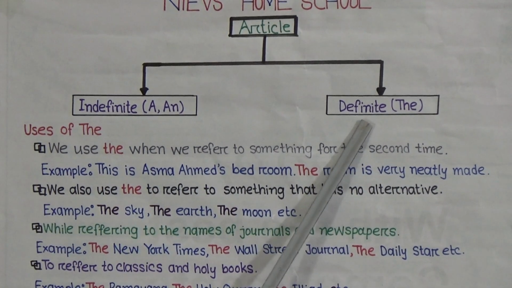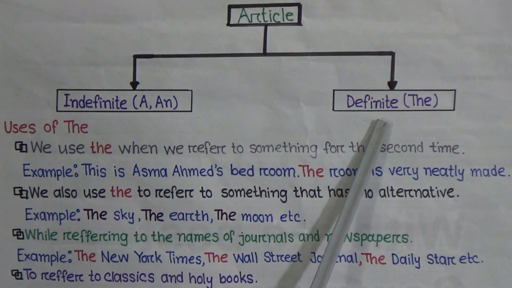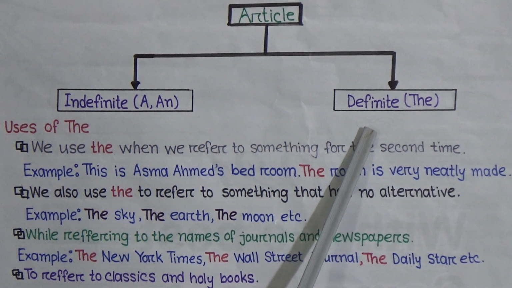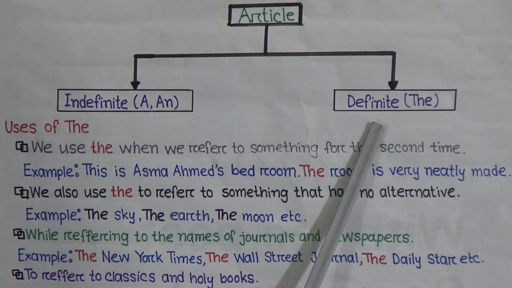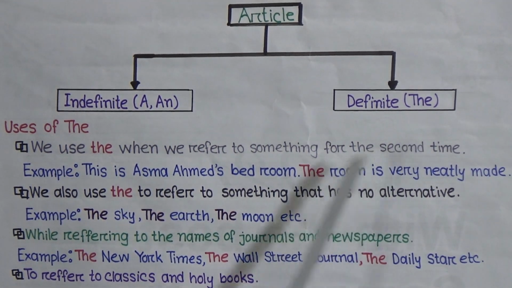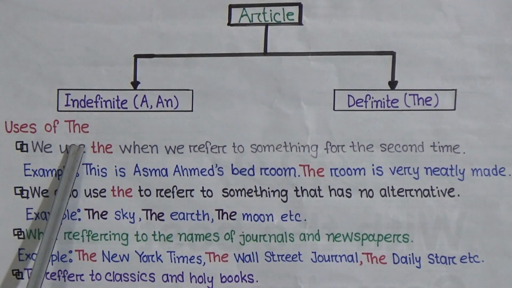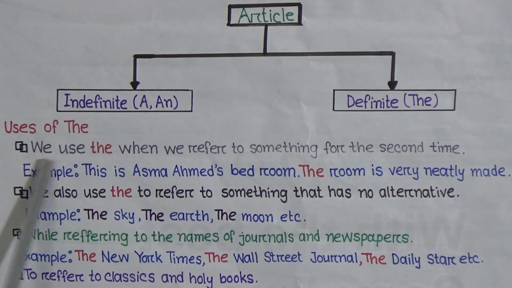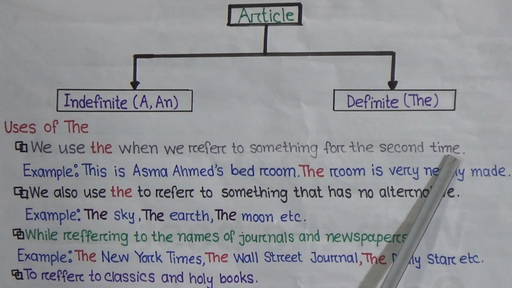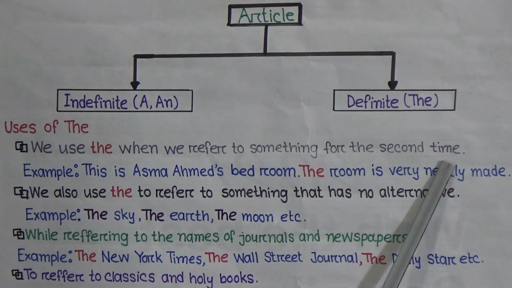Definite article is the indicator when we want to mention someone or something specifically, or we want to mention that thing which has no alternative. It is called definite article, and we use the as definite article. And today I'm going to talk about the uses of the. So first rule is we use the when we refer to something for the second time. I'm repeating, we use the when we refer to something for the second time.